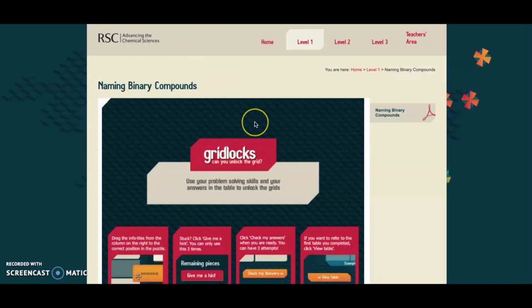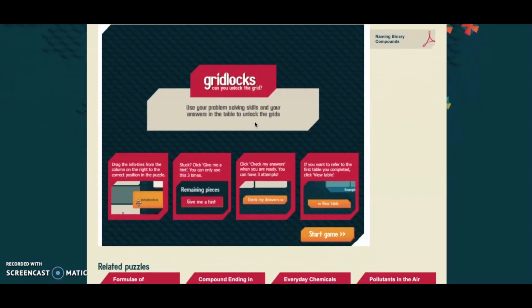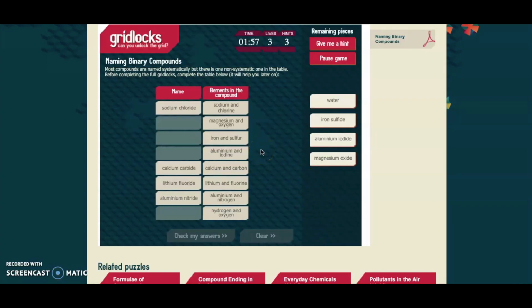The first game is called Gridlocks. You're going to use your problem-solving skills to answer the table and unlock the grid. So if we start here with the first one, you can either start with the elements or the names, but you're basically going to fill in the blanks. So the easiest one is water. What elements do we know are in water? You should know that it has hydrogen and oxygen. We're going to look for those elements here. We know water will go in this space below.